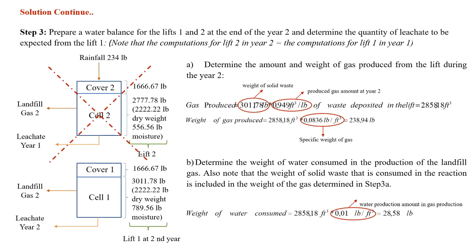At this point, also note that the weight of gas produced is included in the weight of solid waste that we use in this equation. Then we can calculate the required water amount to produce landfill gas by multiplying the gas volume with the ratio of water production, which is equal to 0.01 pound per cubic feet. Again, this ratio is given in the question. Therefore, the relevant water consumption value is calculated as 28.6 pounds.